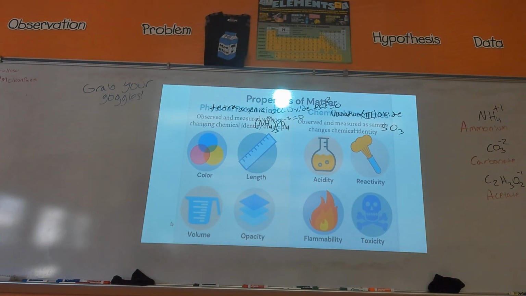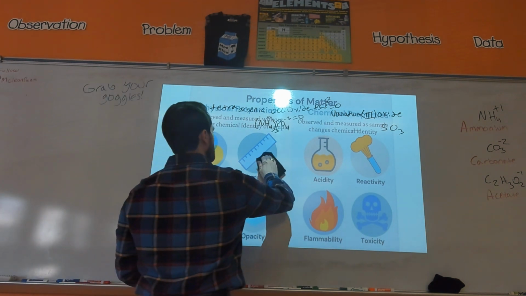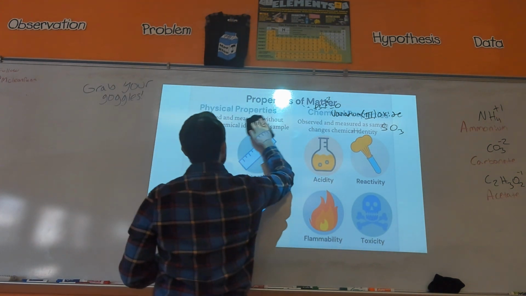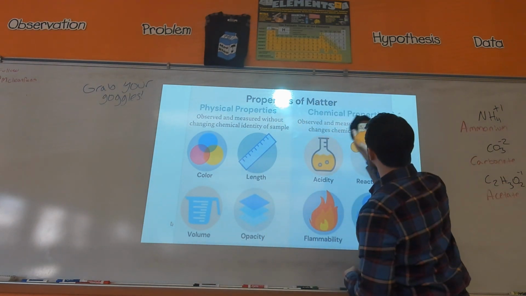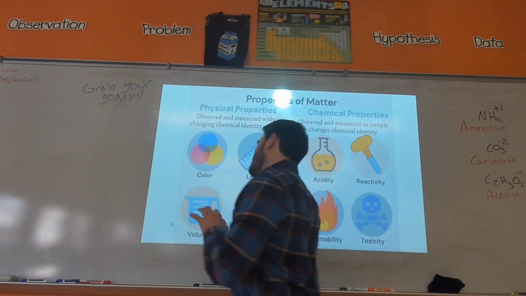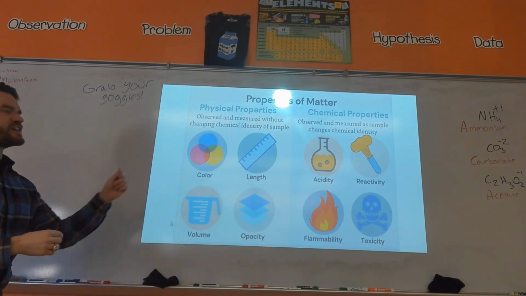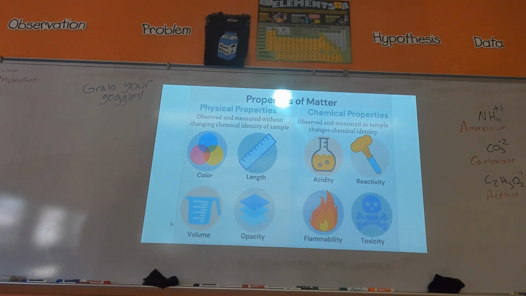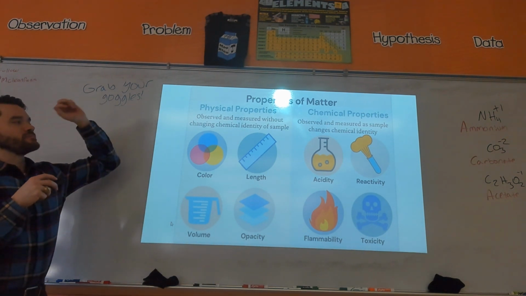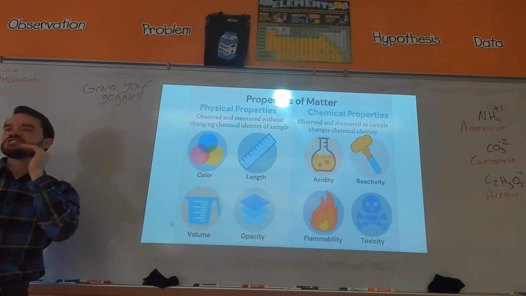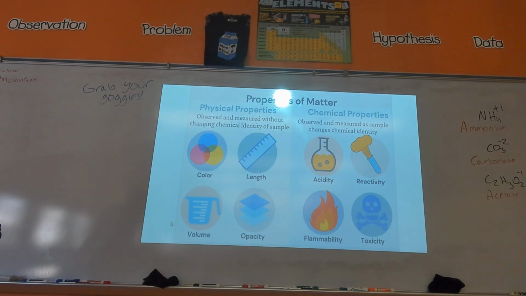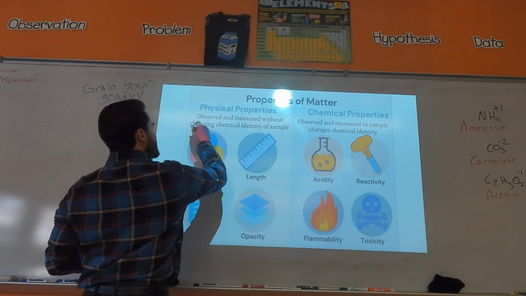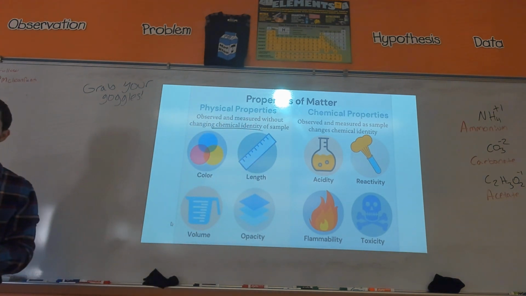So properties of matter. Broadly speaking, there are chemical and physical properties of matter. I think the difference between them is decently obvious, but sometimes differentiating them can be a little bit trickier. A physical property is something you can observe or measure, and here's the key: you can observe it and measure it without changing the chemical identity.